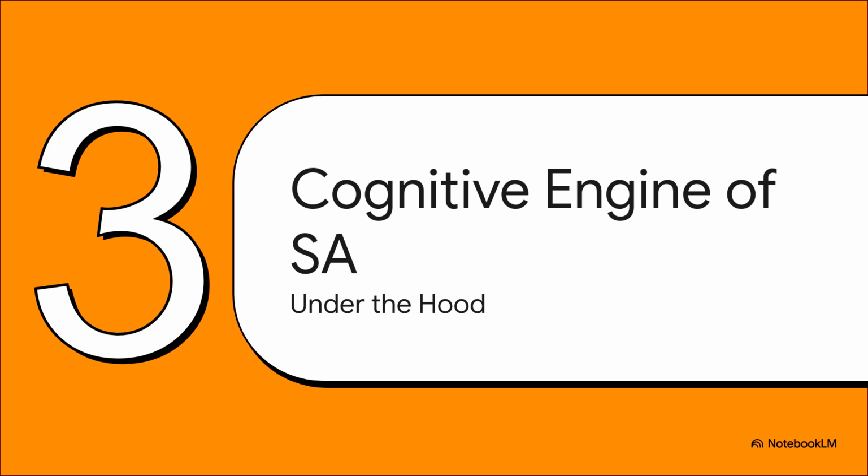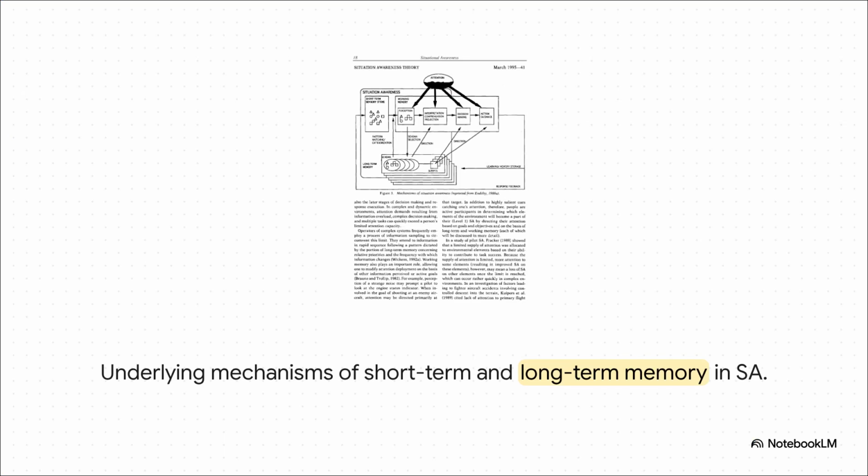All right, into Section 3, the cognitive engine of SA. Time to look under the hood. We know these 3 levels exist, but what's actually powering them? Like, how do our memory and attention physically dictate what we perceive and predict? Let's trace the wiring here.